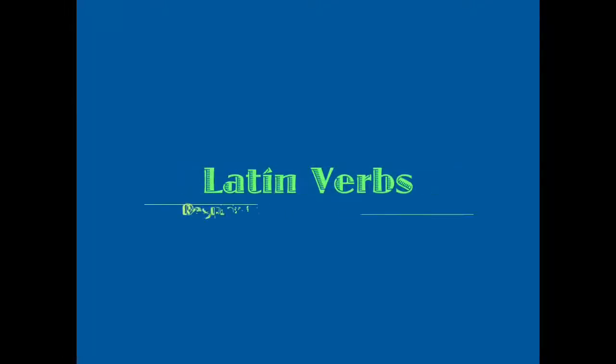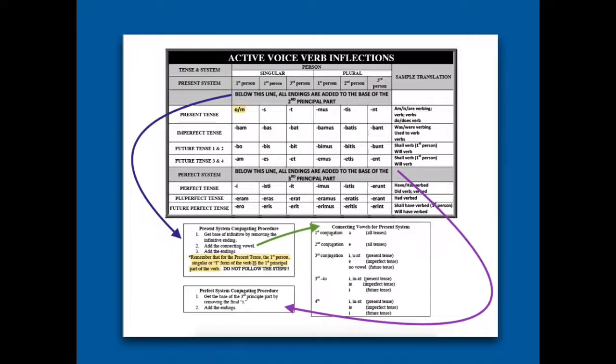Lesson 6 of Module 1 will focus on Latin verbs, both regular and irregular, in the present system. We begin by looking at the regular verb chart for active voice verb inflections. You'll need to have a copy of this for yourself and your own notes.